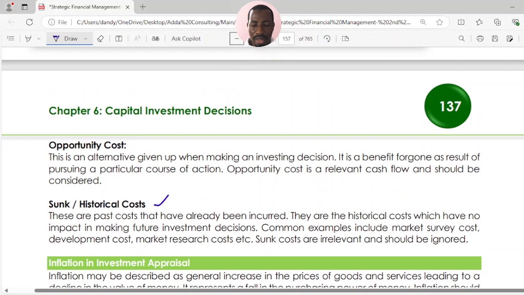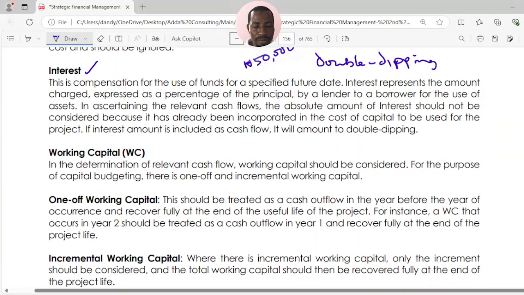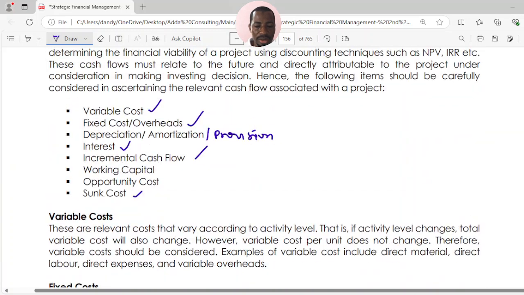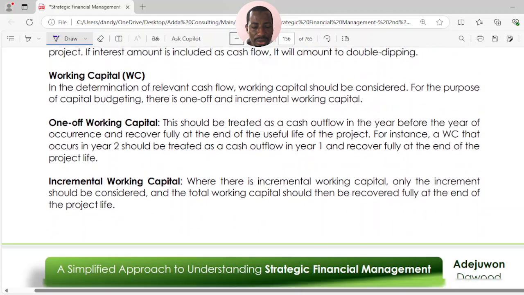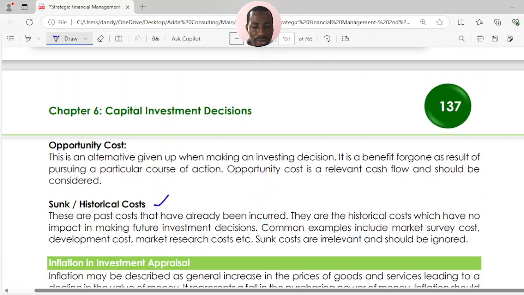It is not relevant. Then let's talk about opportunity cost. Opportunity costs are benefits forgone as a result of undertaking a particular course of action. So opportunity cost is a relevant cash flow and should be considered. Anywhere you see opportunity cost, it is relevant and you have to account for it.